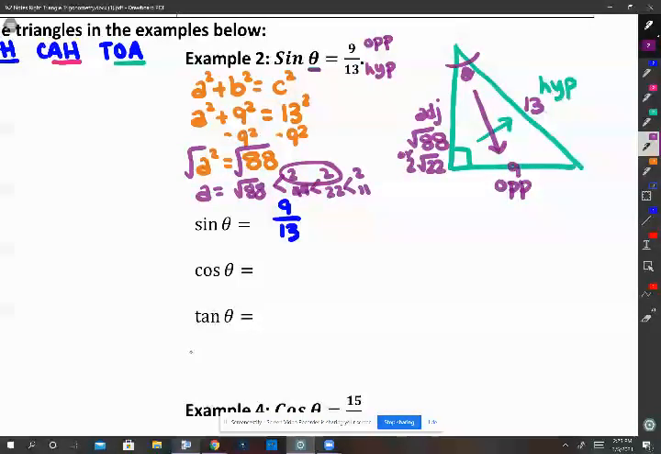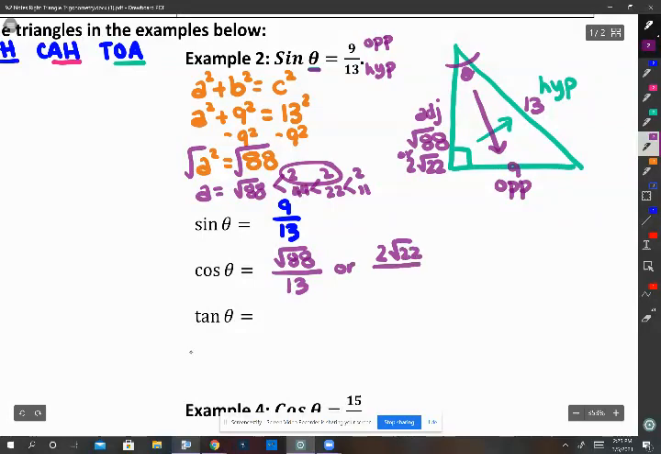So when I do cosine, it's adjacent over hypotenuse. So we're going to do the square root of 88 over our hypotenuse, which is 13. Or we could have gone 2 root 22 over our hypotenuse, which is 13.